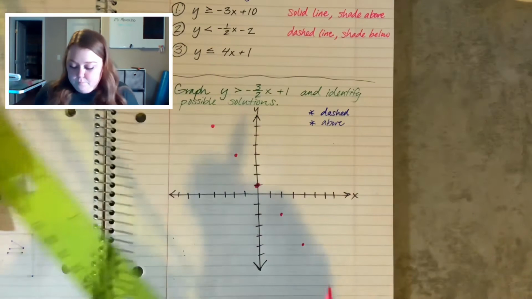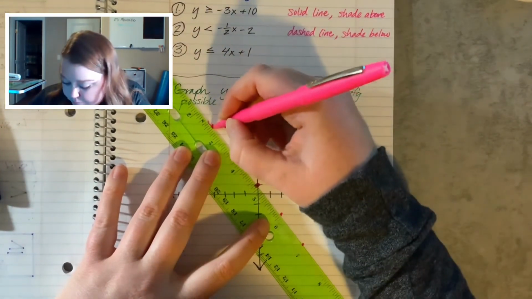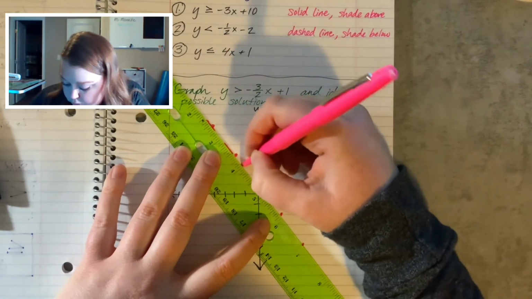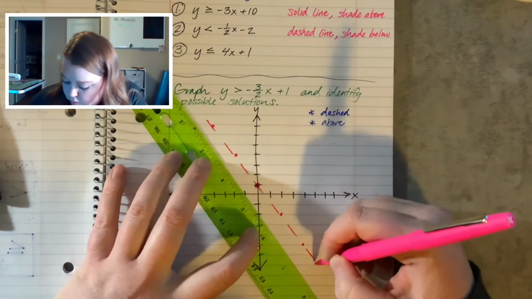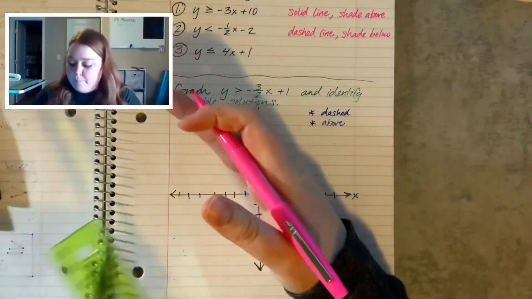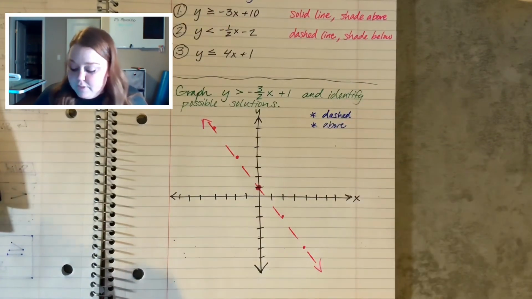So here we go. I'm going to take my ruler, but I'm going to remember it's not a solid line. So I just put some dashes in between these points. So that's essentially my boundary line, and all the solutions are going to be above this line.